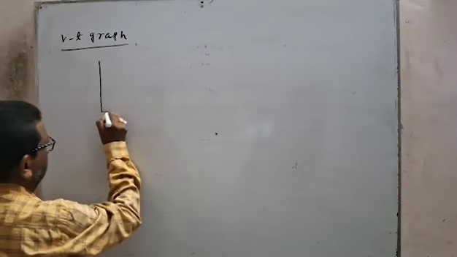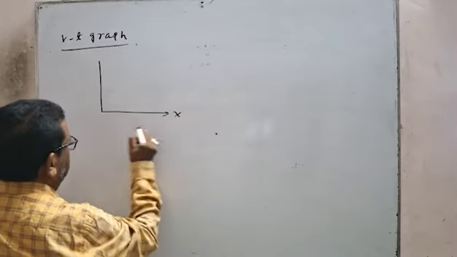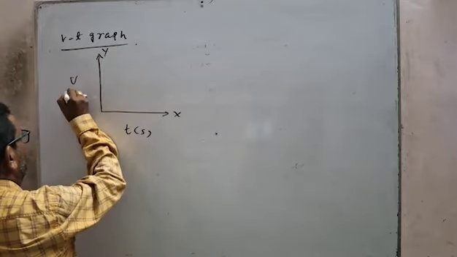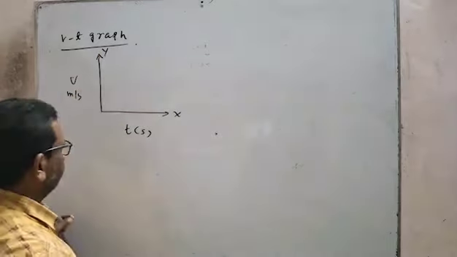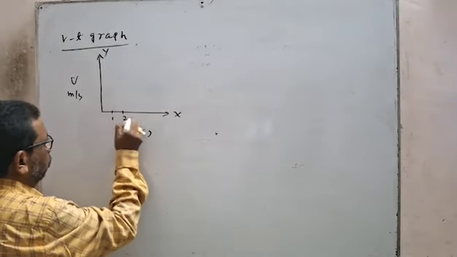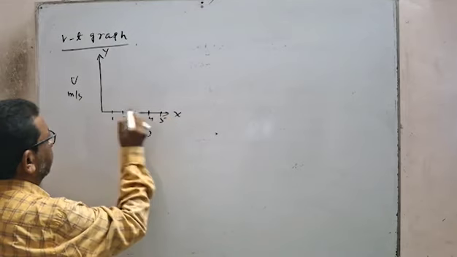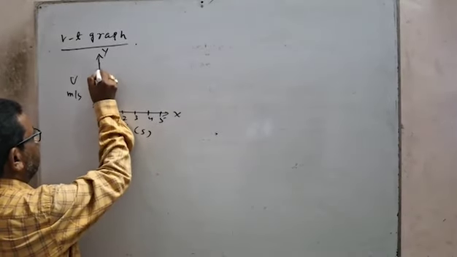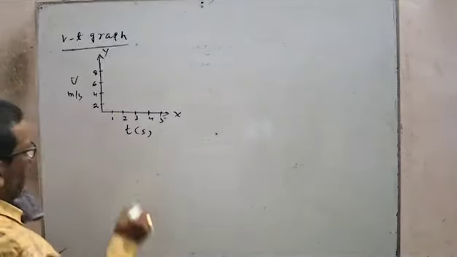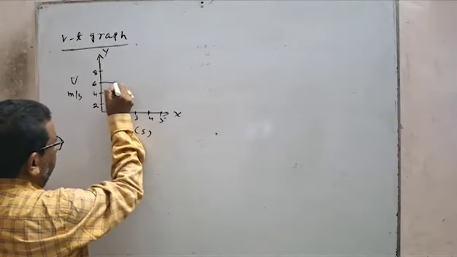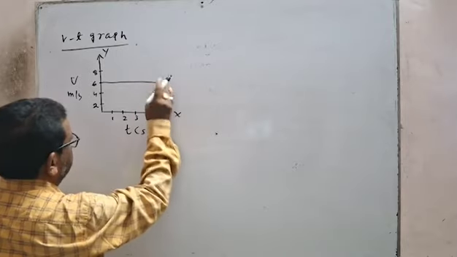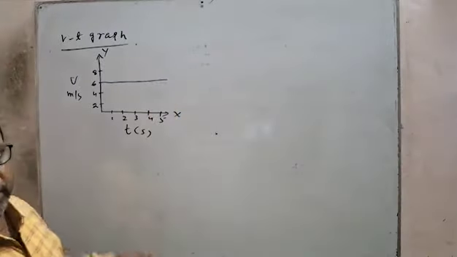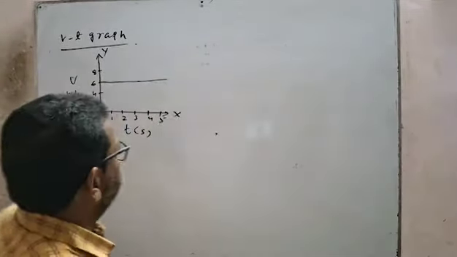We will take time along the x-axis in seconds and velocity in meter per second along the y-axis. This is 1 second, 2 second, 3 second, 4 second, 5 second. This is 2 meter per second, 4 meter per second, 6 meter per second, 8 meter per second. If we draw the graph, let the graph be a straight line which is parallel to the time axis.